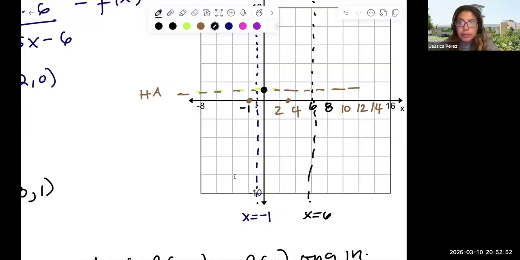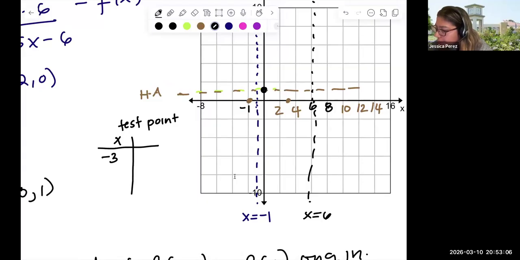So what happens before negative 1? So let's do some testing points. Let's check what happens when x is negative 3. What happens when x is past 4? We're at 4. What happens at 4? And then what happens after 6? So let's try 8 to determine the behavior of my function.